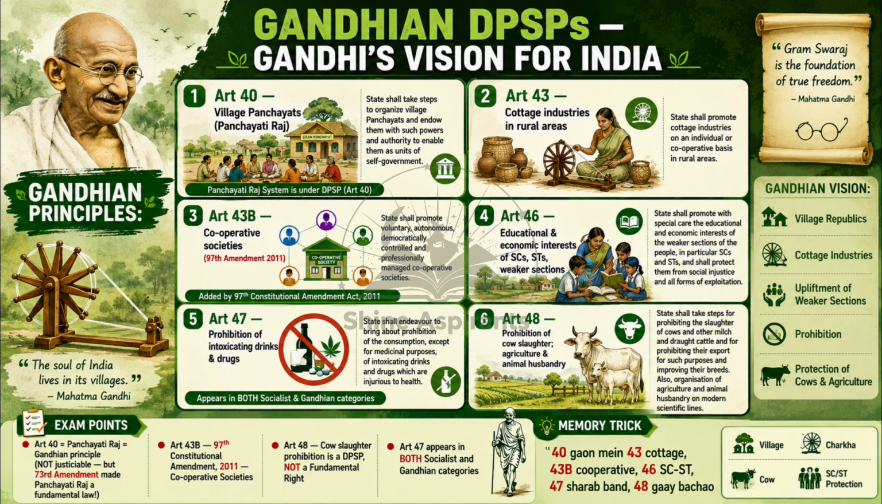Article 46: promote educational and economic interests of scheduled castes, scheduled tribes, and other weaker sections. Also protect them from social injustice and exploitation. Article 47, we already covered this in Socialist Principles, it's both. Prohibition of intoxicating drinks fits Gandhi's vision. Nutrition and public health fit socialist welfare goals. So Article 47 appears in both categories.